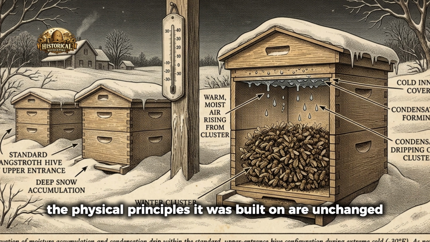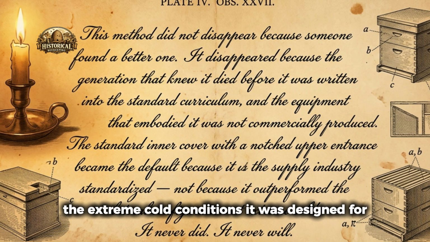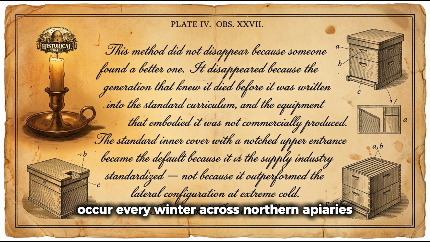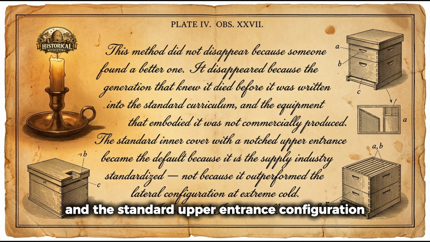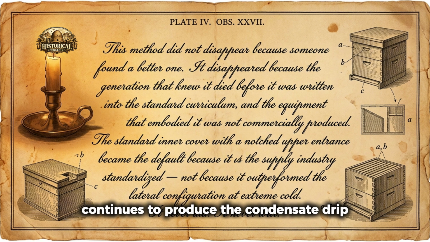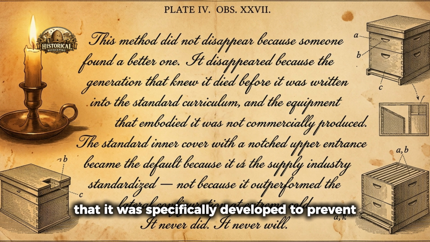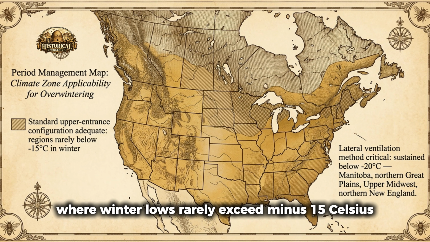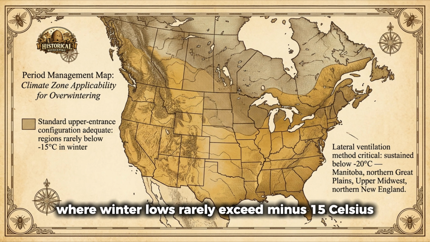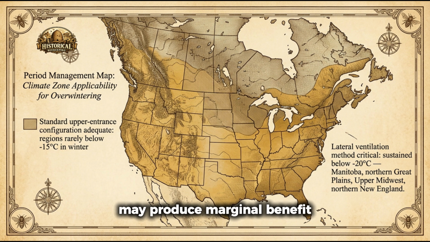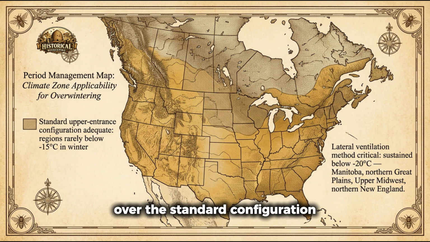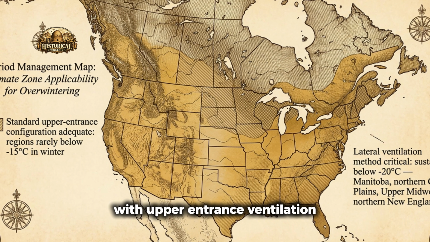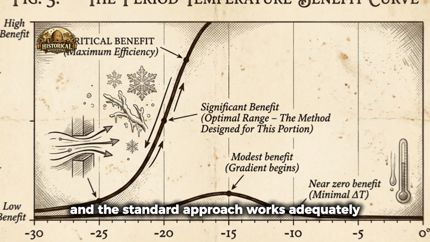The physical principles it was built on are unchanged. The extreme cold conditions it was designed for occur every winter across northern apiaries. And the standard upper entrance configuration it was designed to replace continues to produce the condensate drip that it was specifically developed to prevent. For beekeepers in temperate climates, where winter lows rarely exceed -15 Celsius, the lateral ventilation modification may produce marginal benefit over the standard configuration. The condensation dynamics at those temperatures are generally manageable with upper entrance ventilation, and the standard approach works adequately in most seasons.